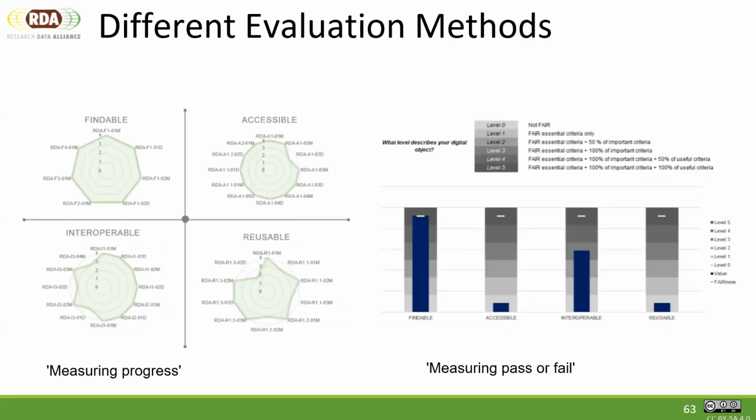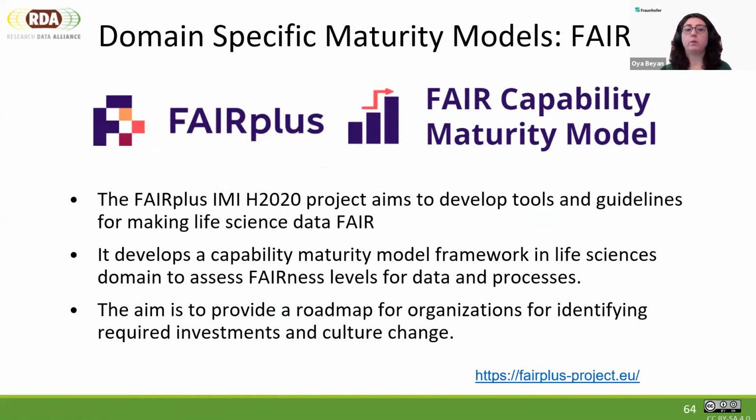Once we have the indicators, we can use different evaluation methods. You can compare datasets and say this dataset passes or fails, or you can compare the progress towards fairness, how I can improve a certain indicator stepwise. So this is the area each domain should explore. And next slide, please.